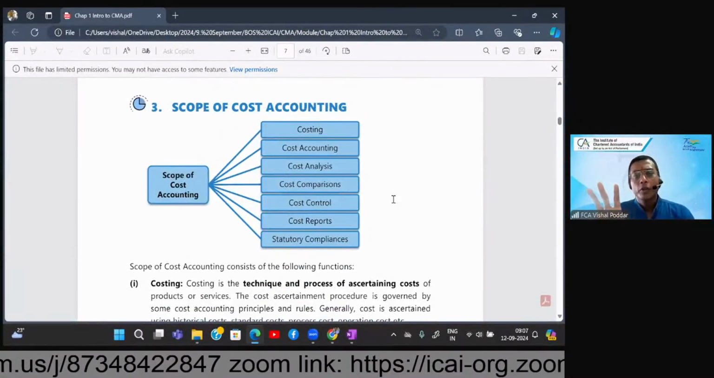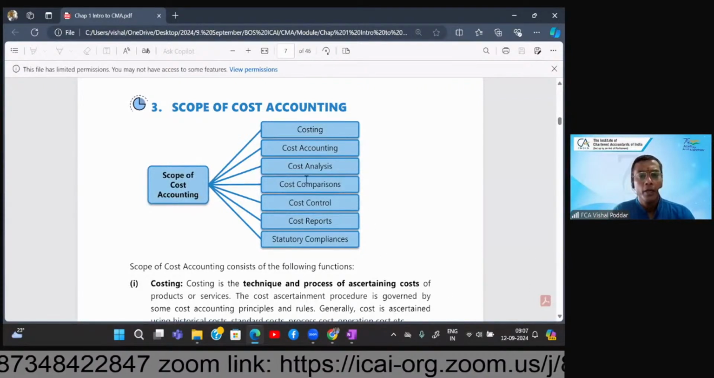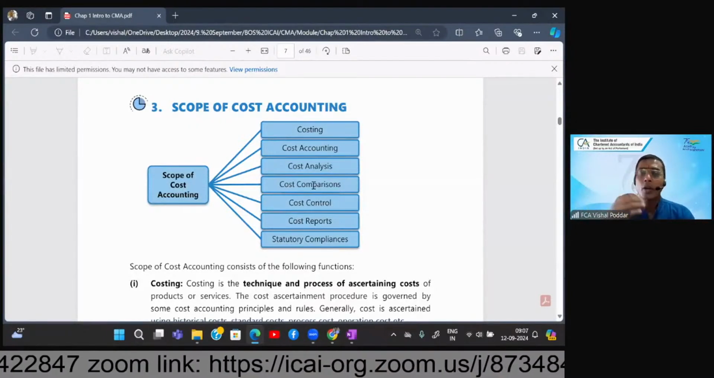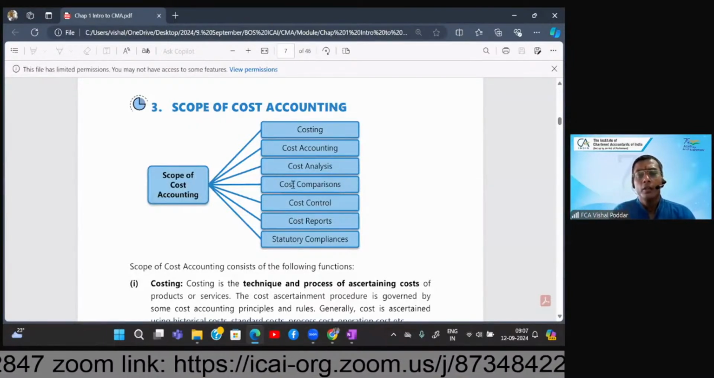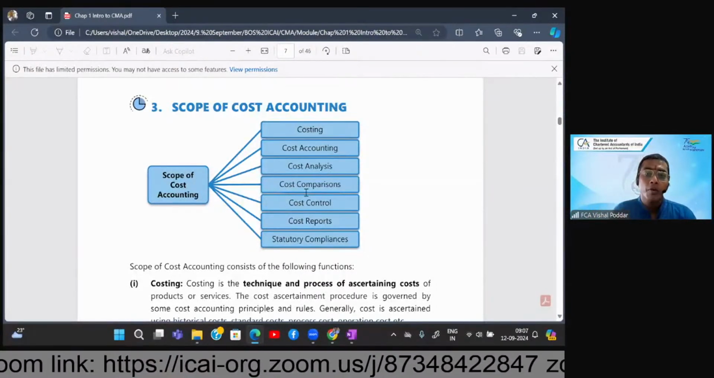So what is the scope of cost accounting? What all things cost accounting covers? It covers the costing and cost accounting part. Then it covers analyzing the cost, because without analysis, you cannot do costing. Without analysis, you cannot do controlling, etc. Then comparison comes. Again, without comparison, you cannot find out where you are lacking.